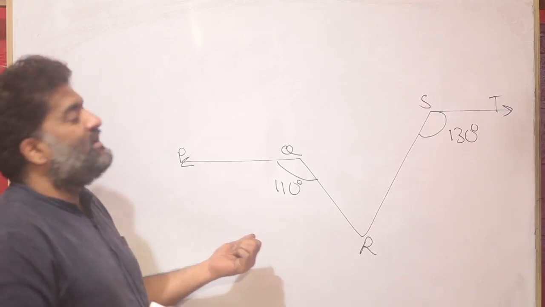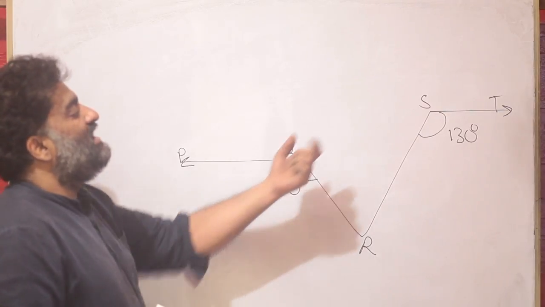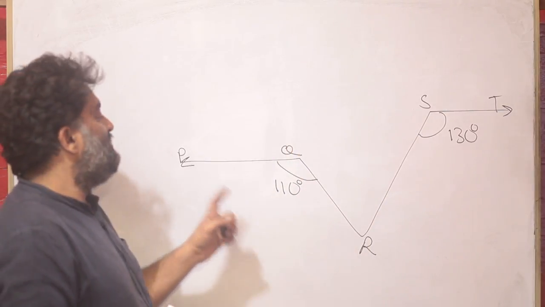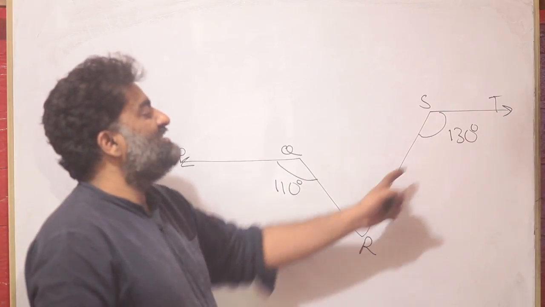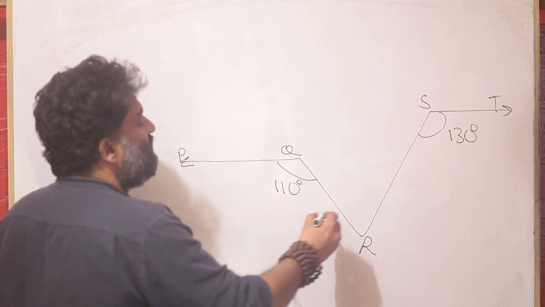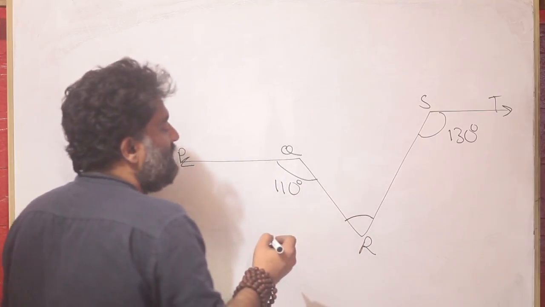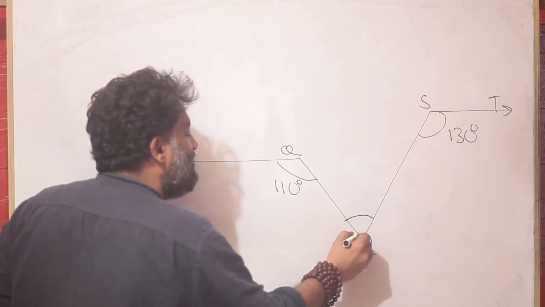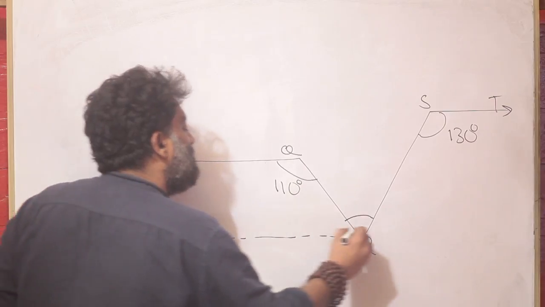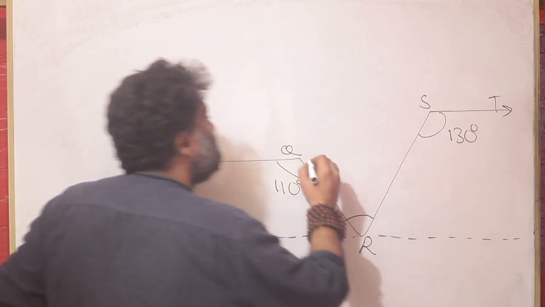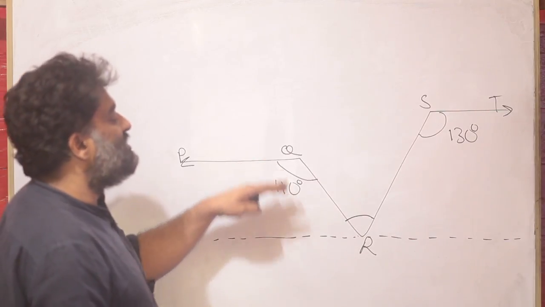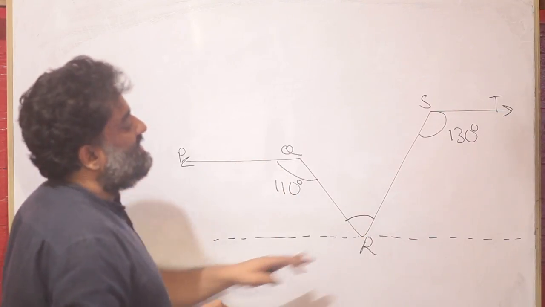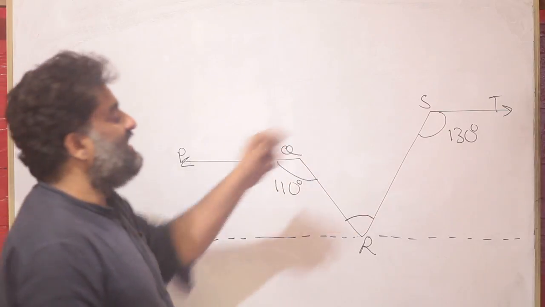So this was a story given to us that lines PQ and ST are parallel to each other. Angle PQR is 110 degree, angle RST is 130 degree. Find this angle. Again, using the same idea, draw a third line parallel to both the lines PQ and ST, or draw a line which is parallel to PQ and passing through R. This line will also be parallel to ST anyway.